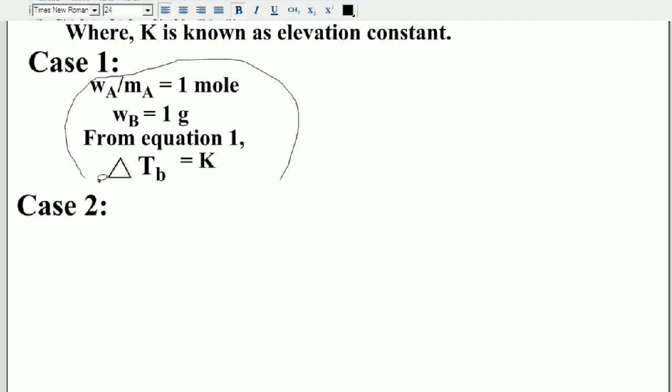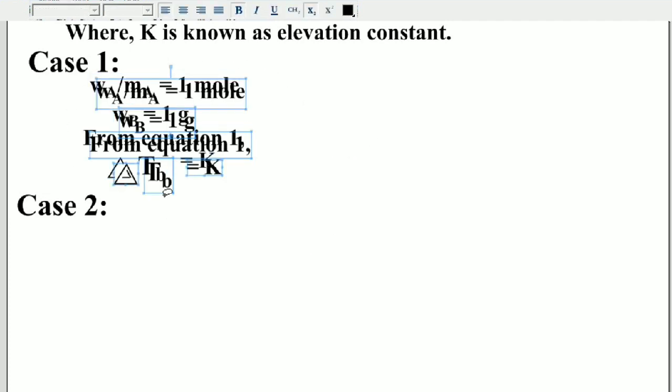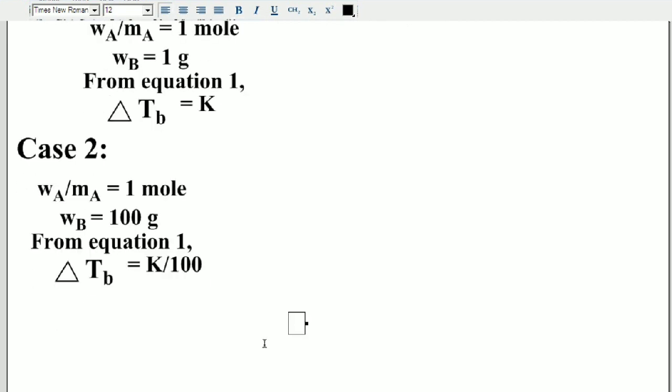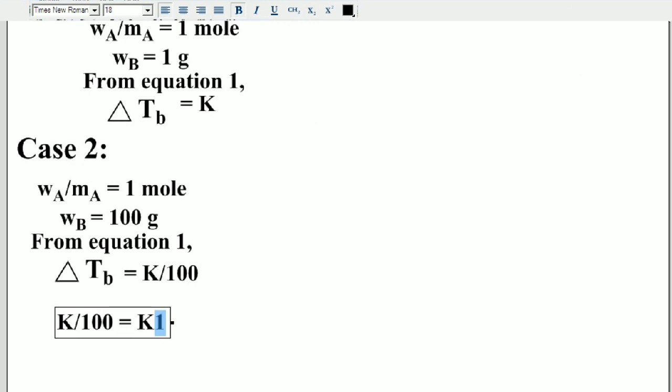Suppose students, in the second case, the number of moles of solute is taken as 1 mole and the mass of the solvent is taken as 100 gram. Therefore from equation 1, delta TB is equal to K by 100. Suppose we assume K by 100 is equal to K dash.